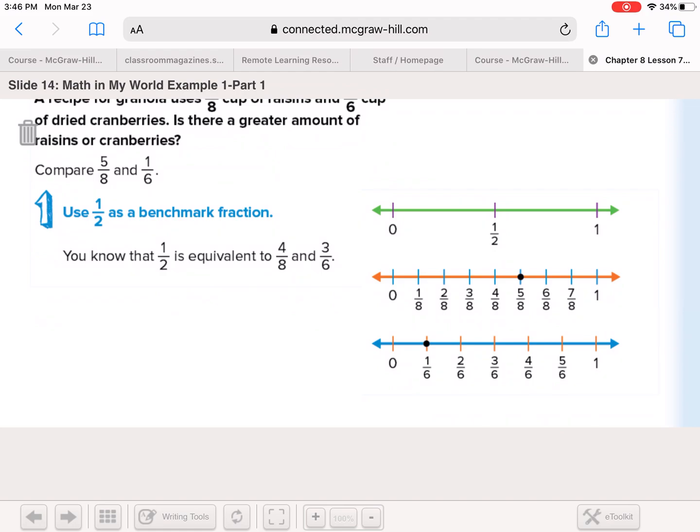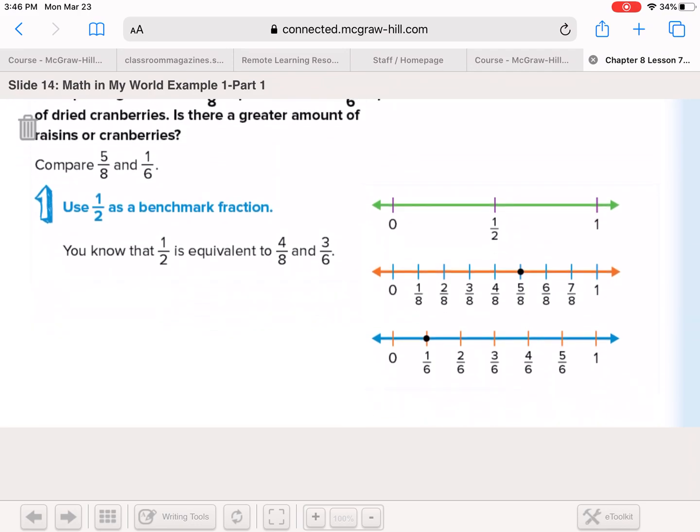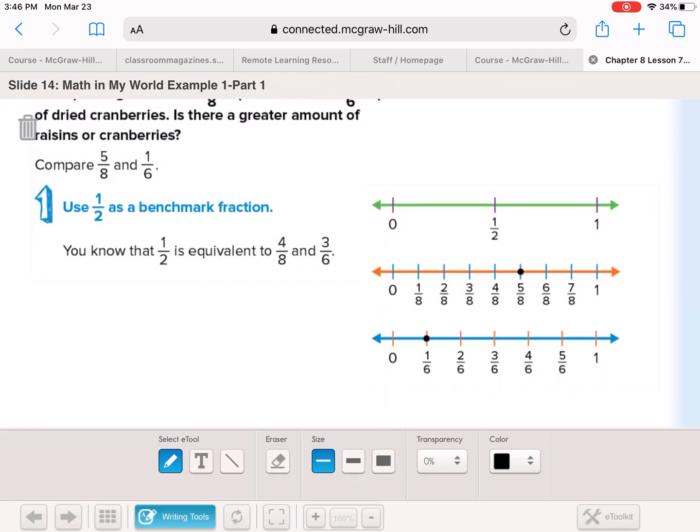So remember I told you we were going to do a number line. So we have here 1/2, 4/8, and 3/6. Okay, they're all equal to 1/2. That's what they're saying there. So anyway, let me erase that. Erasing on this, not easy. Okay. Compare 5/8 and 1/6.